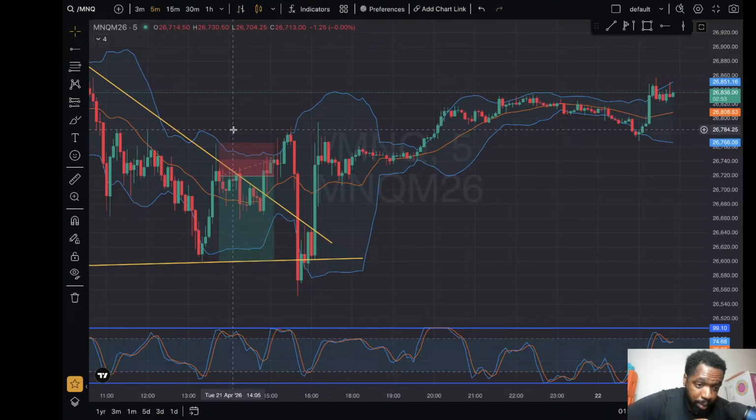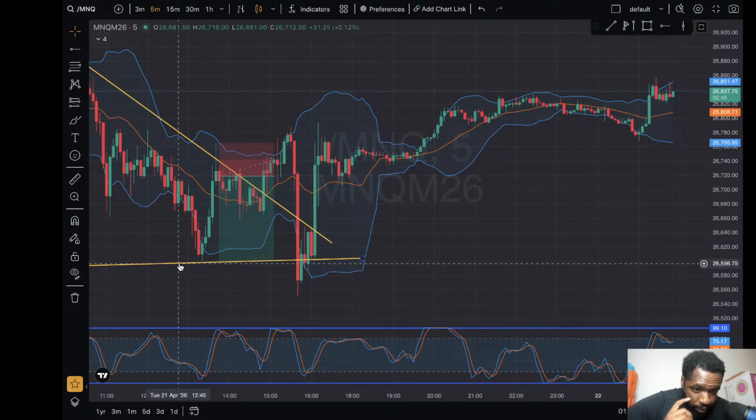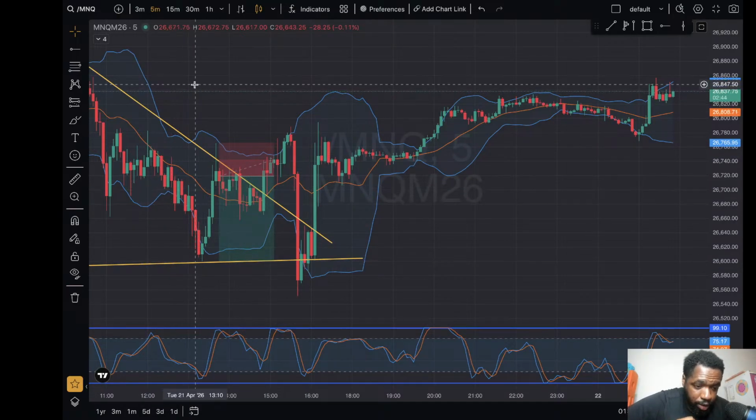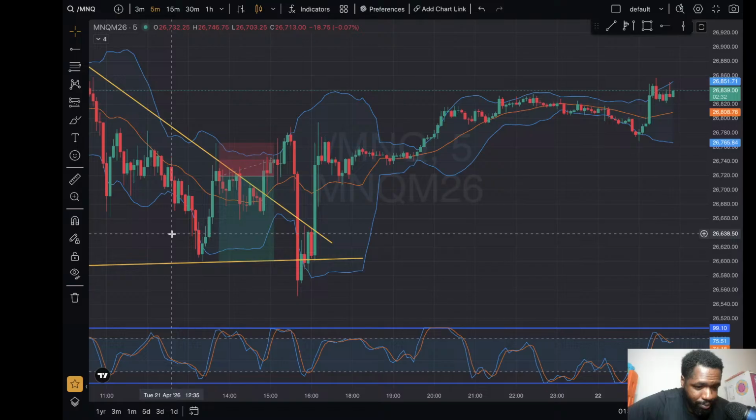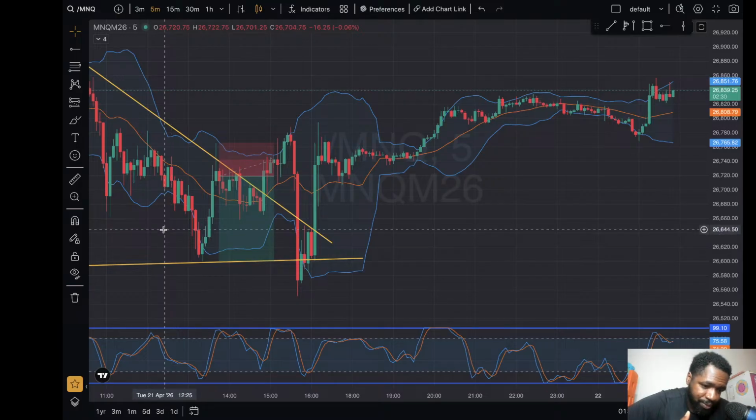My entry was solid. I saw this yellow line here, resistance. I noticed that. I noticed the support line down here. Okay, stochastic RSI, I waited for it to play out, and the market gave me a good entry, and it gave me some good profit, but I slipped up on that.